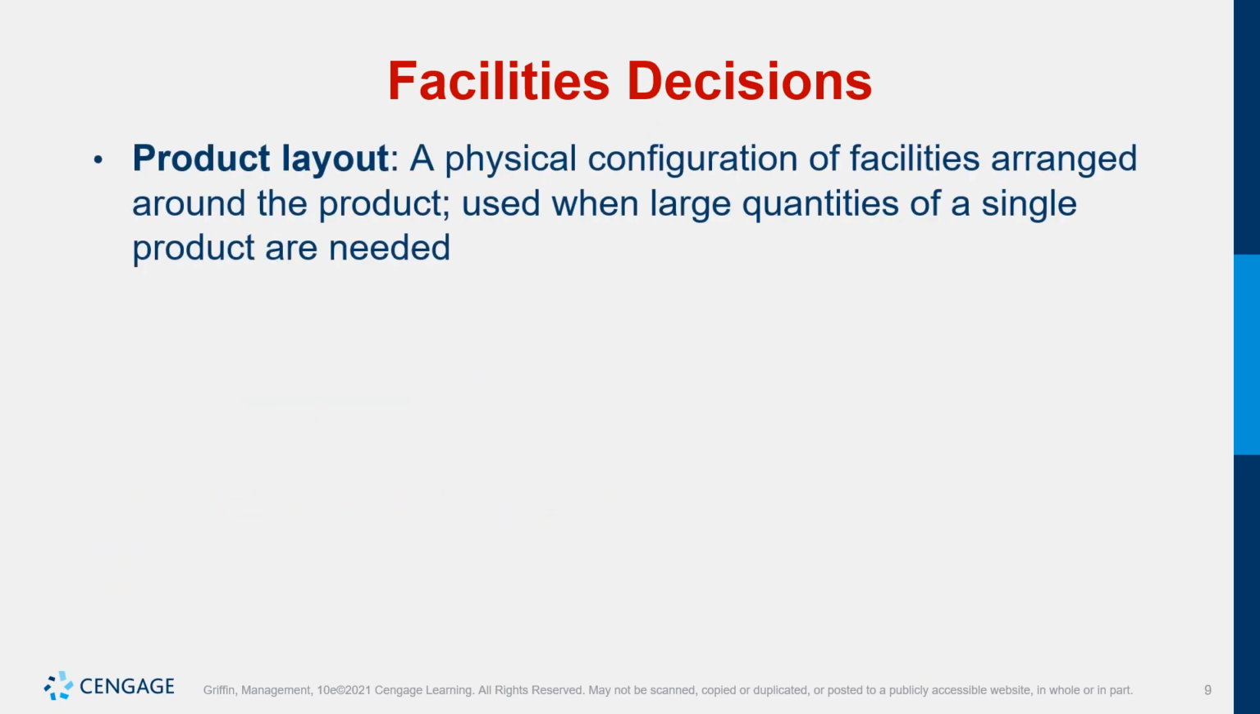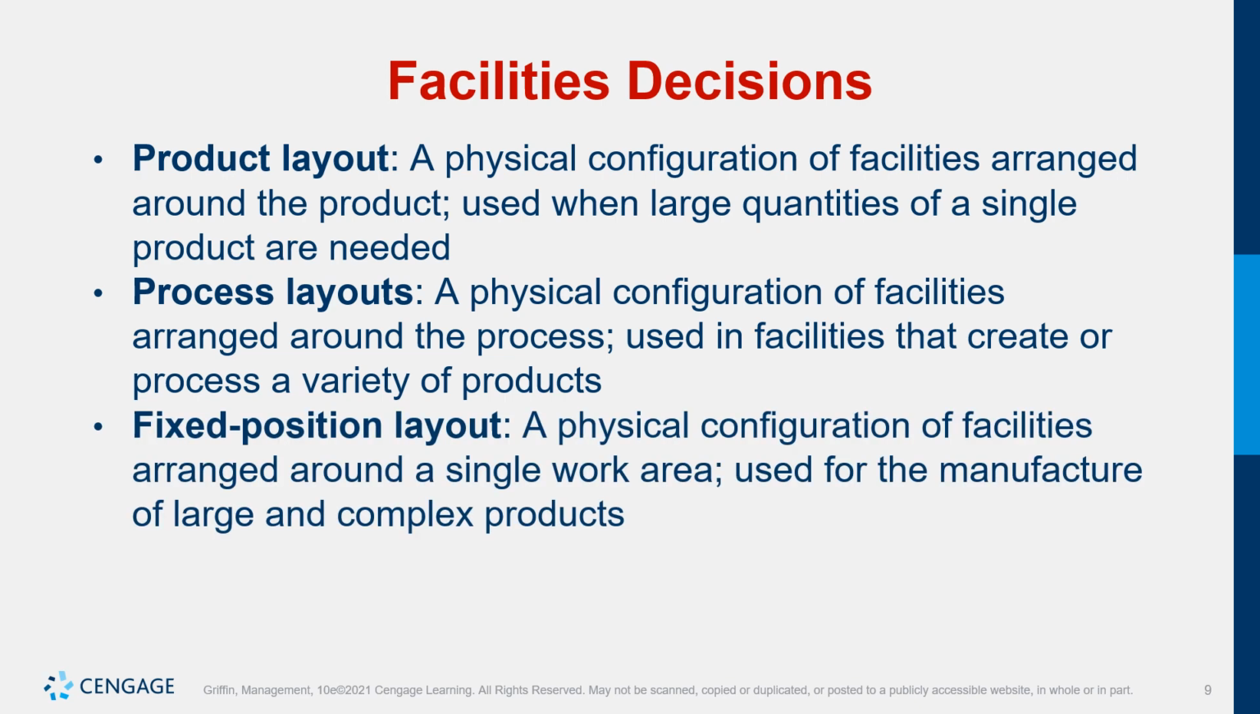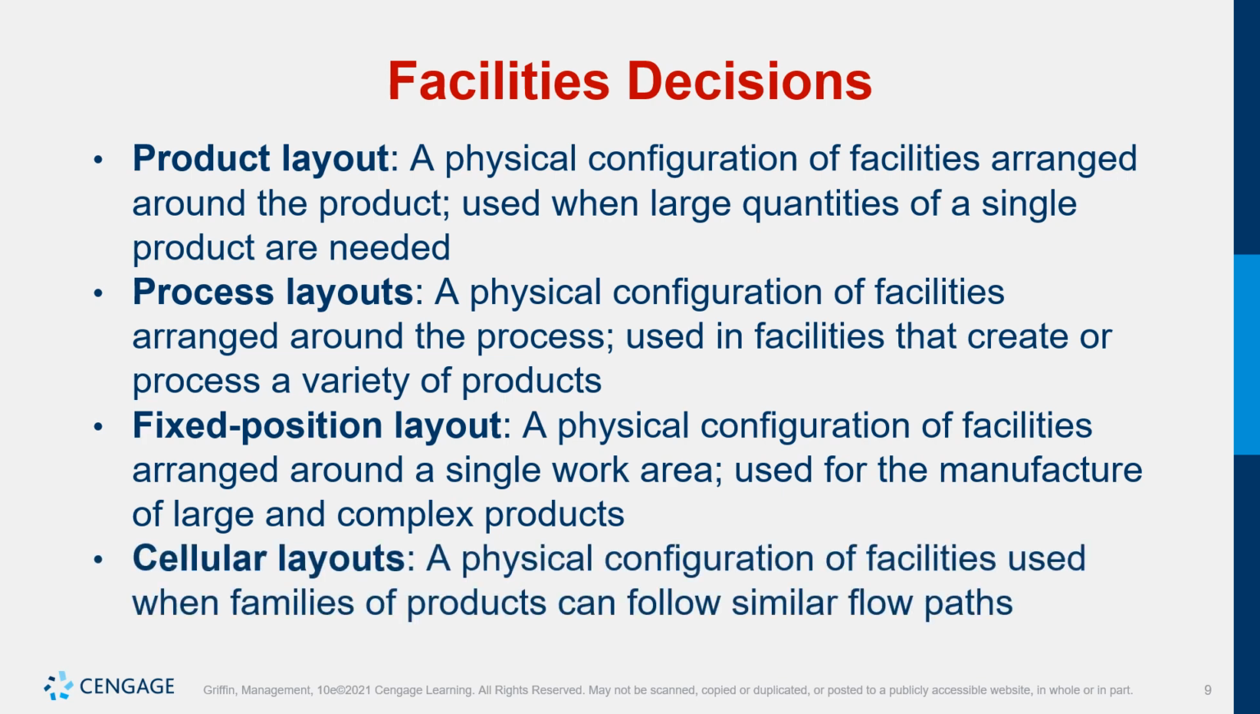Product layout is a physical configuration of facilities arranged around the product. This is used when large quantities of a single product are needed. Process layout is a physical configuration of facilities arranged around the process, used in facilities that create or process a variety of products. Fixed position layout is a physical configuration of facilities arranged around a single work area, used for the manufacture of large and complex products. Cellular layout is a physical configuration of facilities used when families of products can follow similar flow paths.